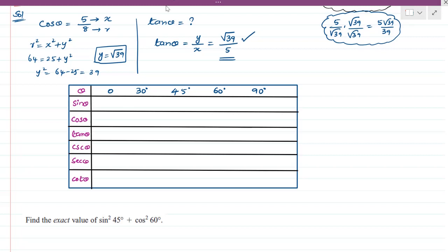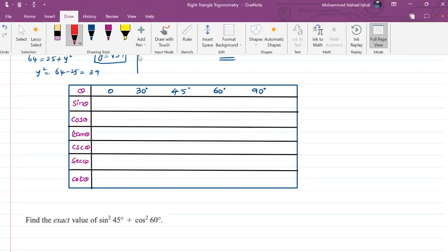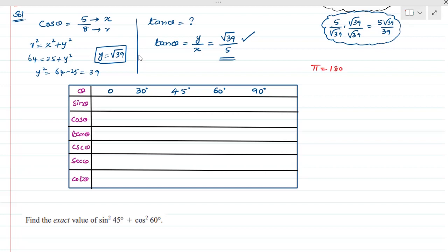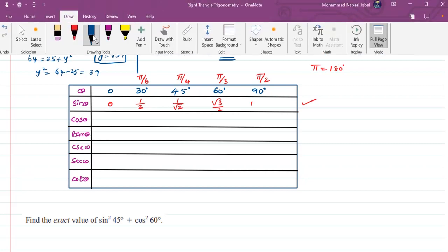In terms of pi, I can write it as: pi is equal to 180 degree. So pi over 2 is 90 degree, pi over 3 is 60 degree, pi over 4 is 45 degree, pi over 6 is 30 degree, and 0 will be 0. Now how will you remember this table? The first row of the table I will remember: 0, 1 over 2, 1 over root 2, root 3 over 2 and 1.